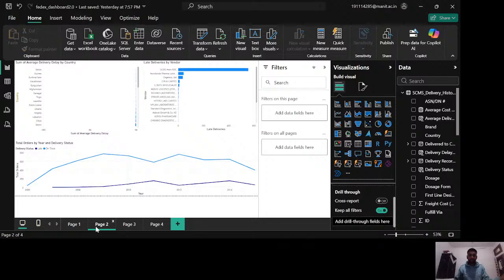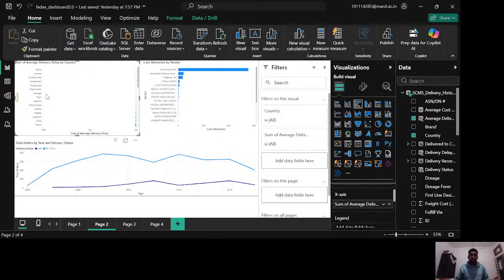Now moving on to our next page, we have the visuals. The first visual is the sum of average delivery delays by country.